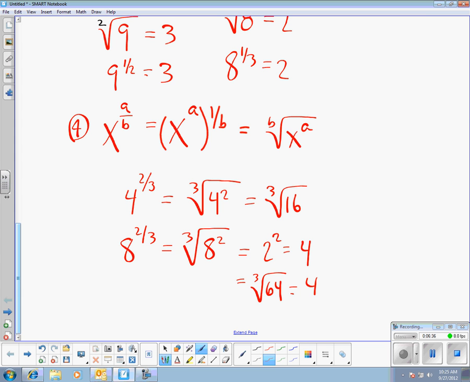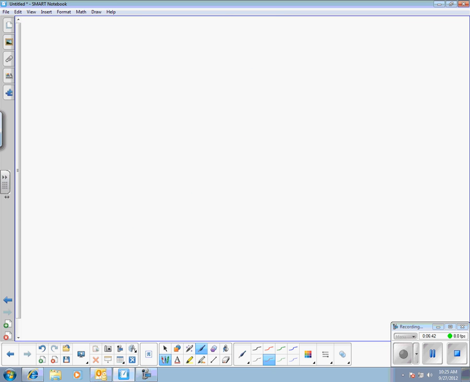So there are 4 rules, and let's do a couple of examples. Start with one like this: 11p to the 7th times 4p to the negative 12th.